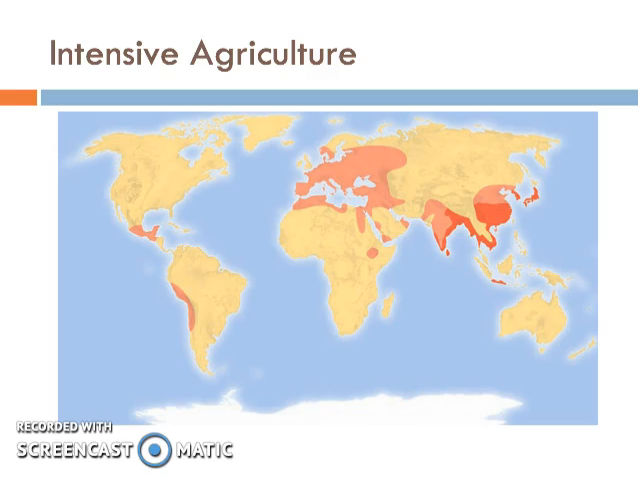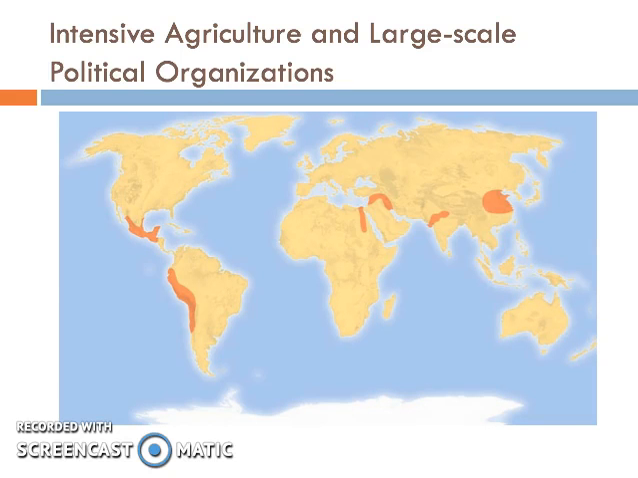This map shows some of the areas where intensive agriculture was practiced beginning about 5,000 years ago. This second world map shows some of the major areas of the world where intensive agriculture contributed to the rise of large-scale political organizations. The Tigris and Euphrates Valley of Mesopotamia, the Nile Valley of Egypt, the Indus Valley of Pakistan, and China. In the New World, we see the large-scale civilizations of the Mayans, Toltecs, and Aztecs of Central America and Mexico, and the Incas of the Andean coast and highlands.